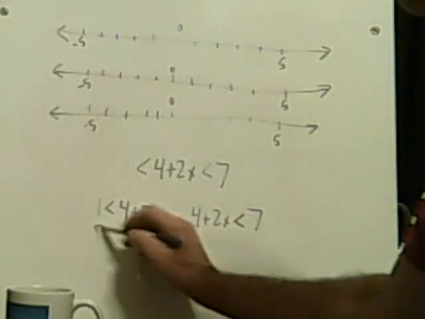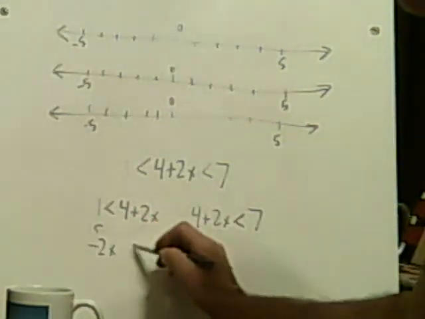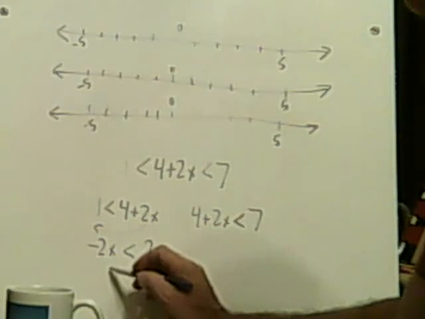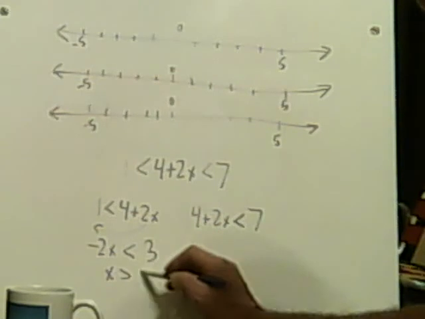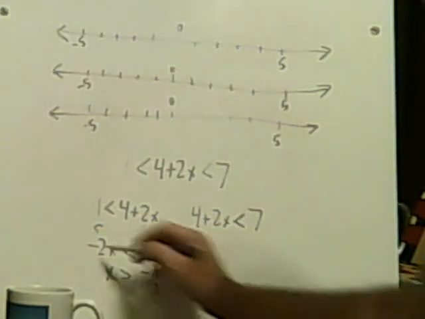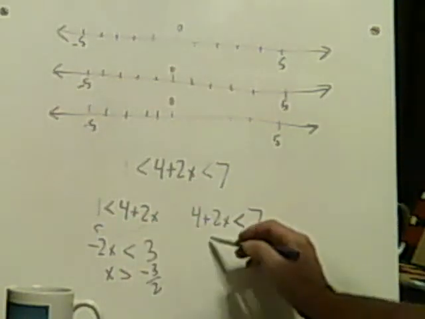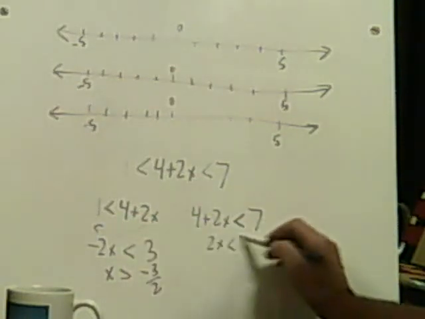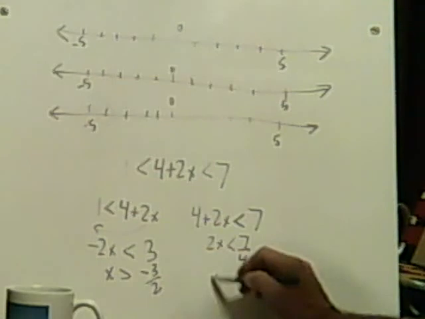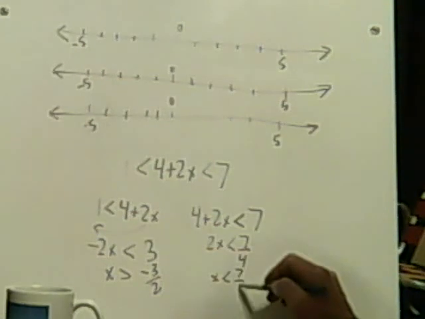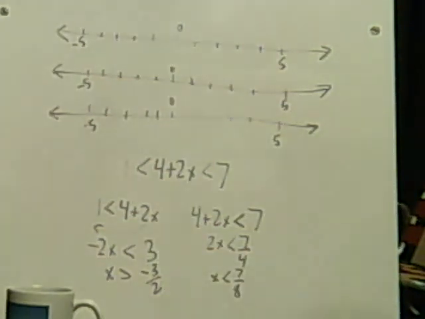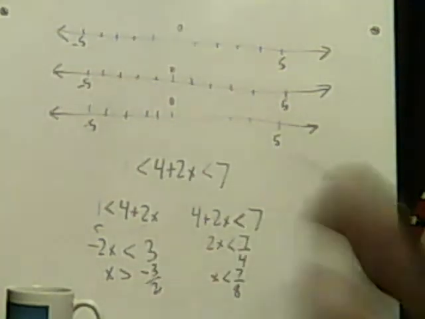Okay, we want to get the 2x to the other side. It becomes negative 2x less than 3. X greater than negative 3 halves. Because I took the negative 2 and put it down. Switch the sign. This one, 2x less than 7 over 4. X less than 7 over 8. Okay, so x is going to be greater than negative 3 halves, but less than 7/8.